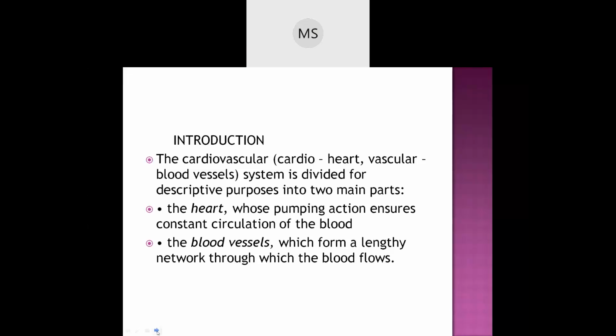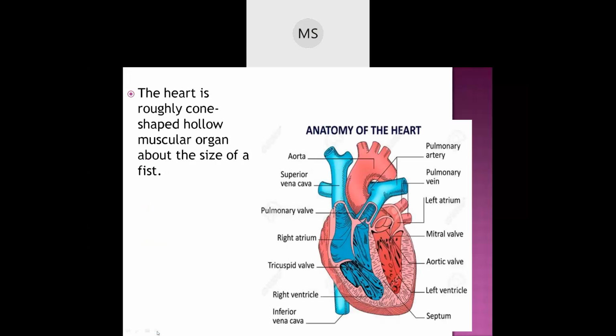The heart is divided into four chambers: the right atrium, the left atrium, the right ventricle, and the left ventricle. And the heart has these main veins through which the blood flows from the lungs and carries the deoxygenated blood and makes it blood rich in oxygen.